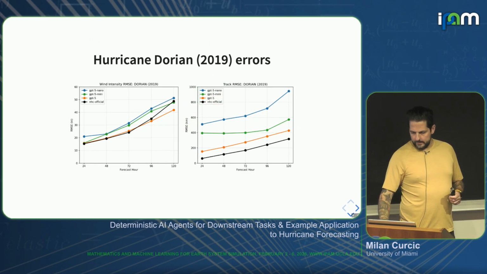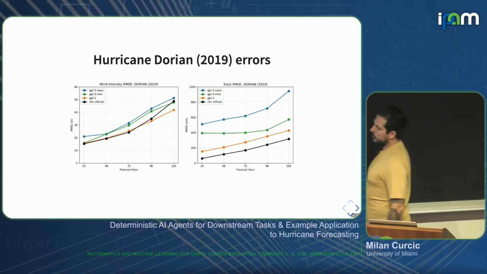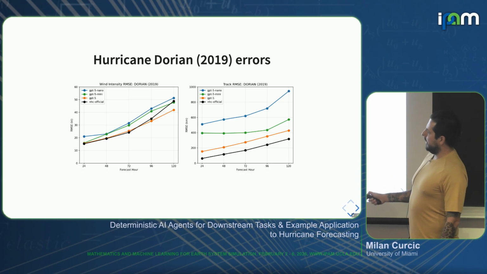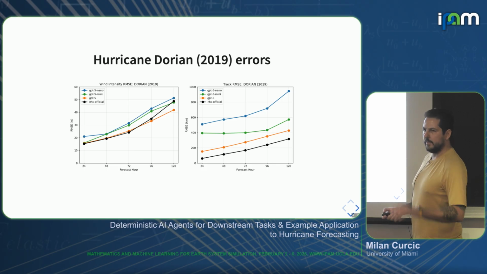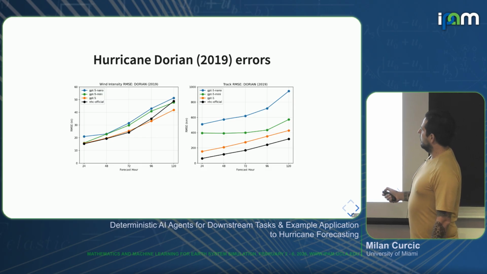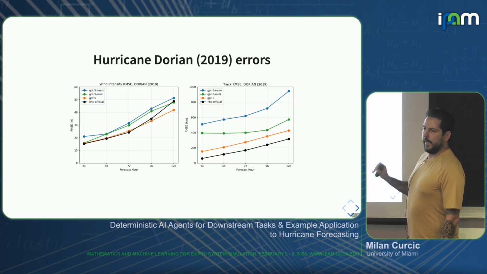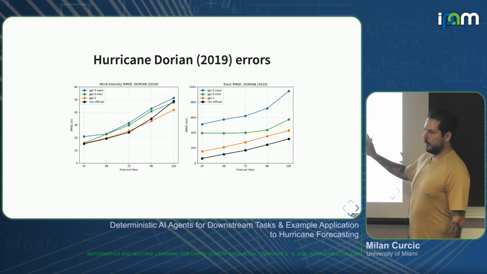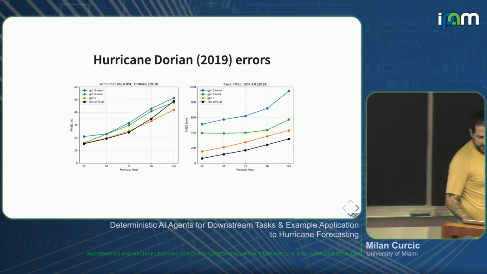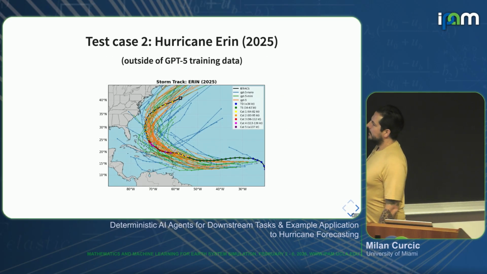All right, these are the errors for Dorian. I just want to point out that black is the error of the actual NHC forecasts. Given only prior NHC discussions, the LLMs are getting pretty close. The errors for track are bigger. But what I was looking for is that as I increase the model size, this should get closer to the black. And again, this is a dirty case because it's in the pre-trained weights. So we need something that's outside of the weights.